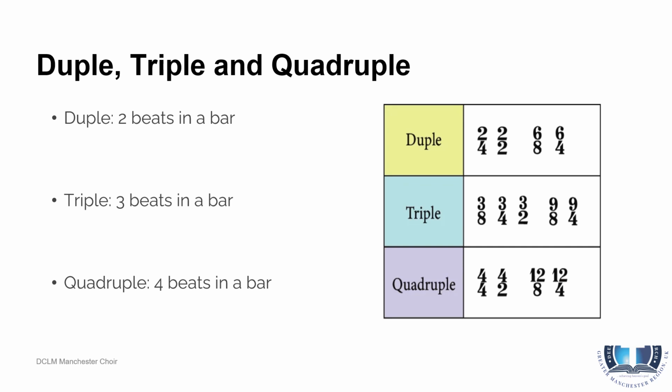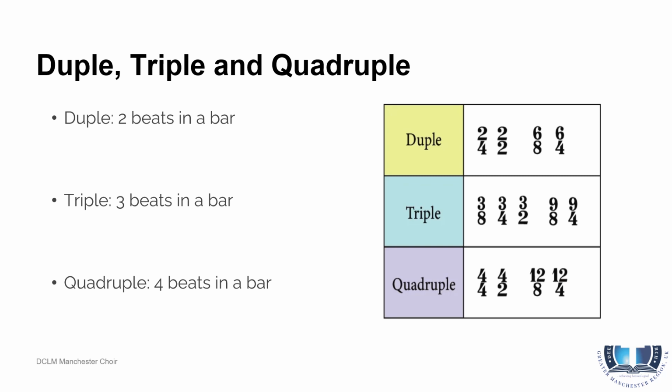For quadruple beats, 4 beats in a bar. So the number at the top again has to be 4 for simple time, for simple quadruple. But if it's a compound quadruple, it has to be divisible by 3. So if you multiply 4 by 3, it gives you the compound equivalent, that is 12 for the number at the top. So let's go through that again.